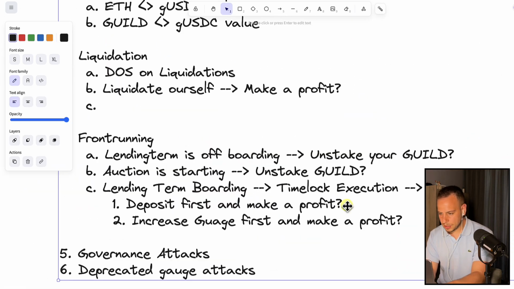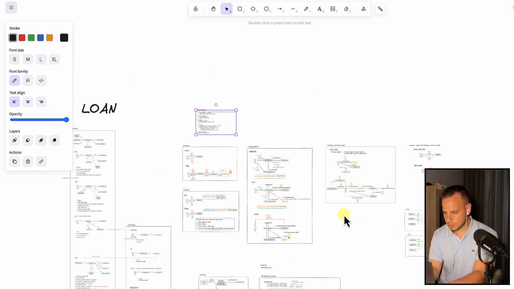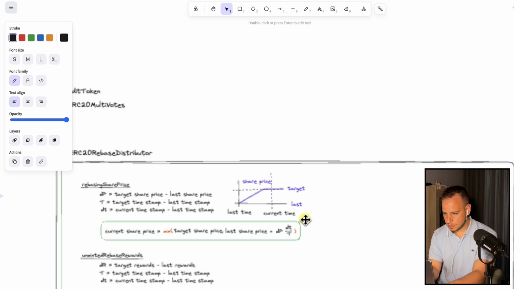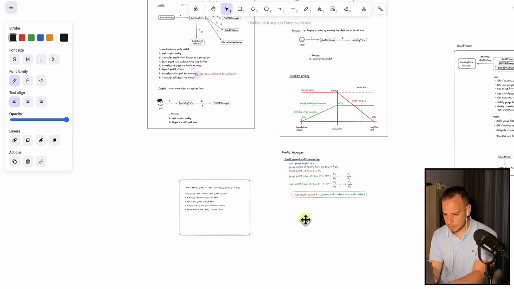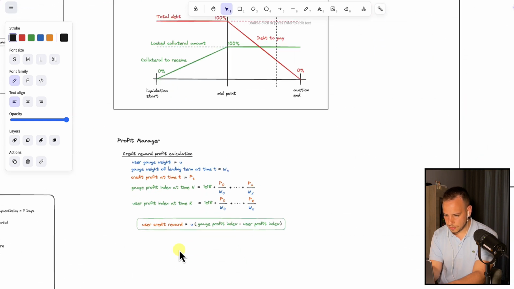So next time you might try it out if you didn't. And now let's go back to loans. And where is it, Taz? Should be on the bottom left. Yeah, see some colors next to the auction pricing. And zoom into the equation. Profit manager, yeah.